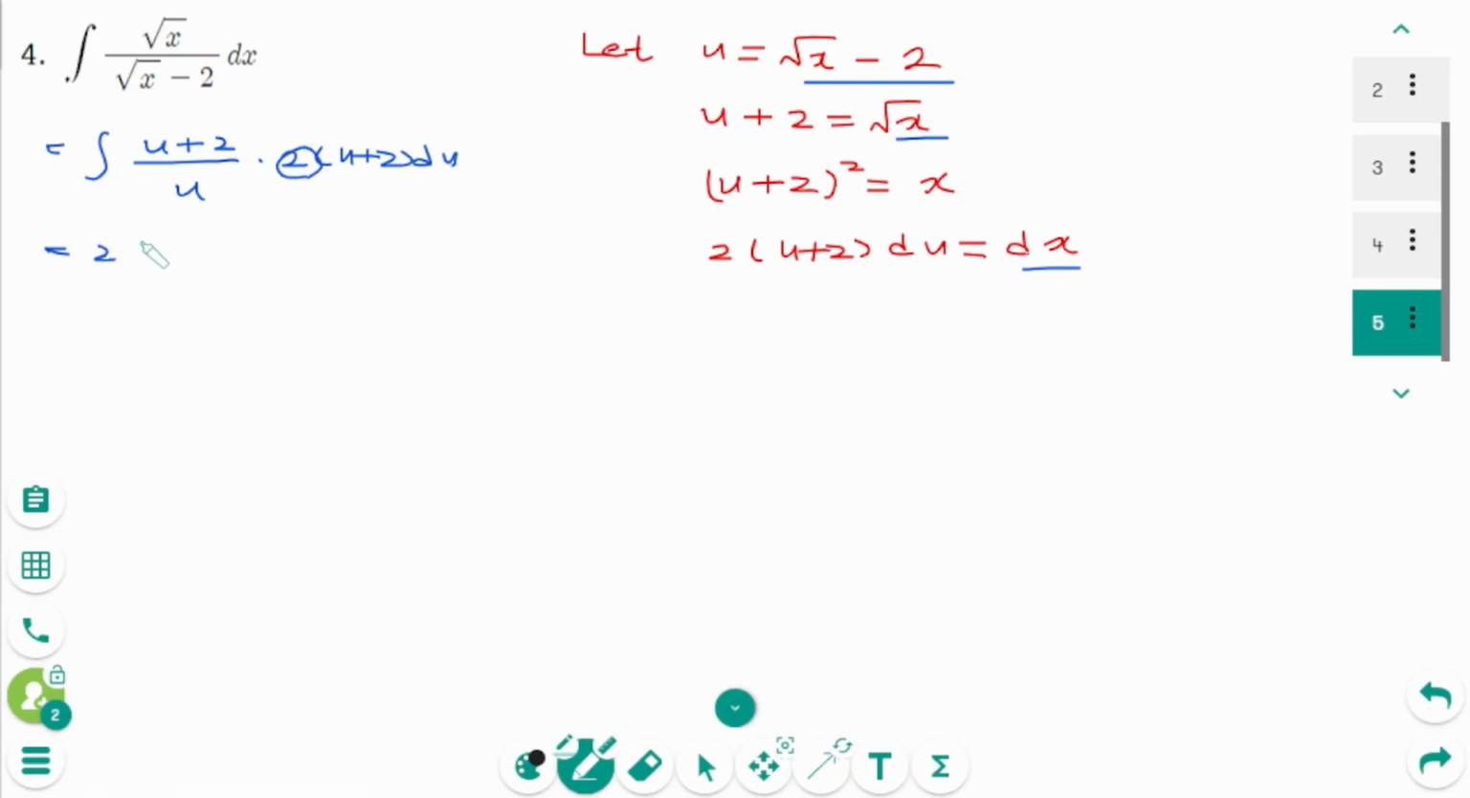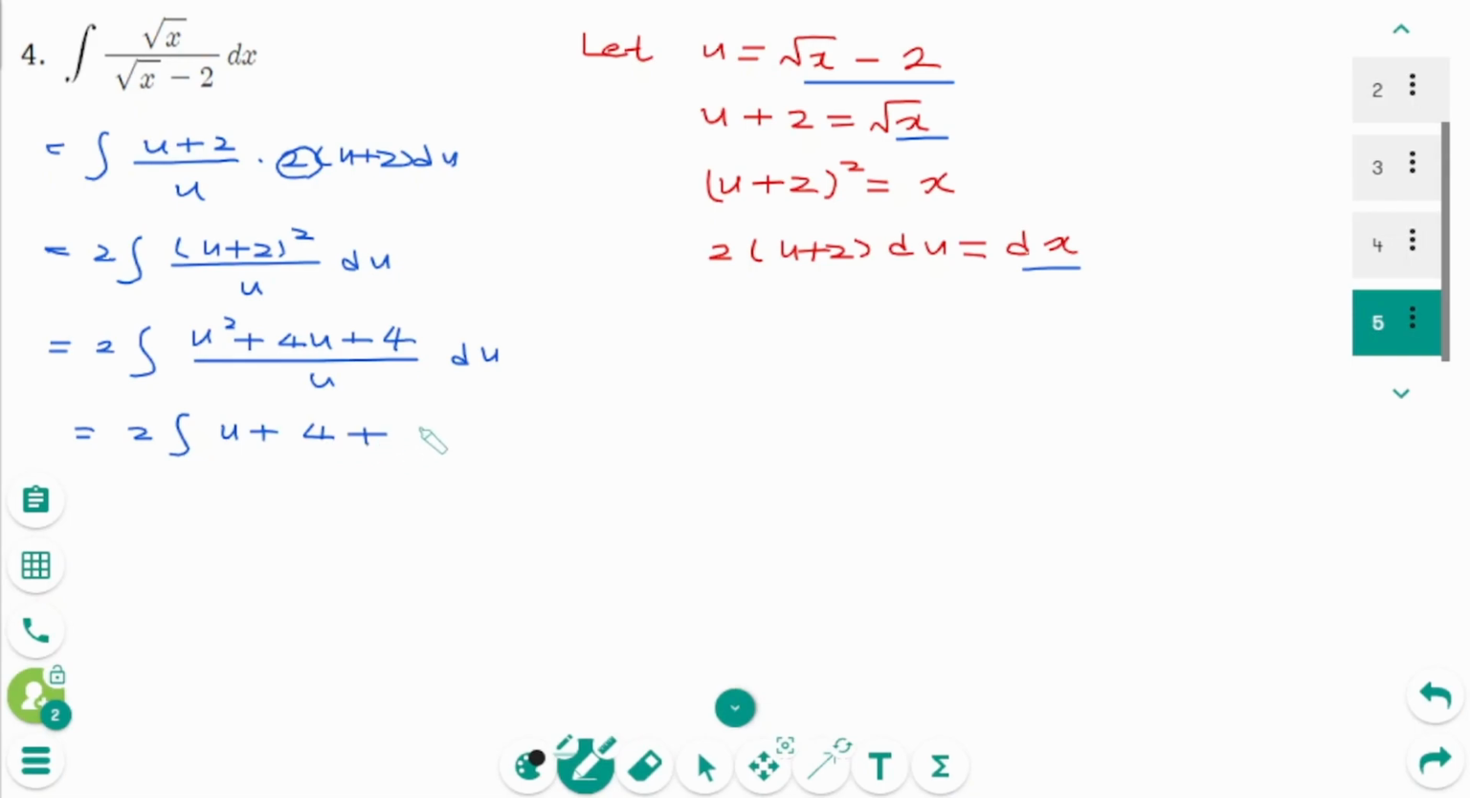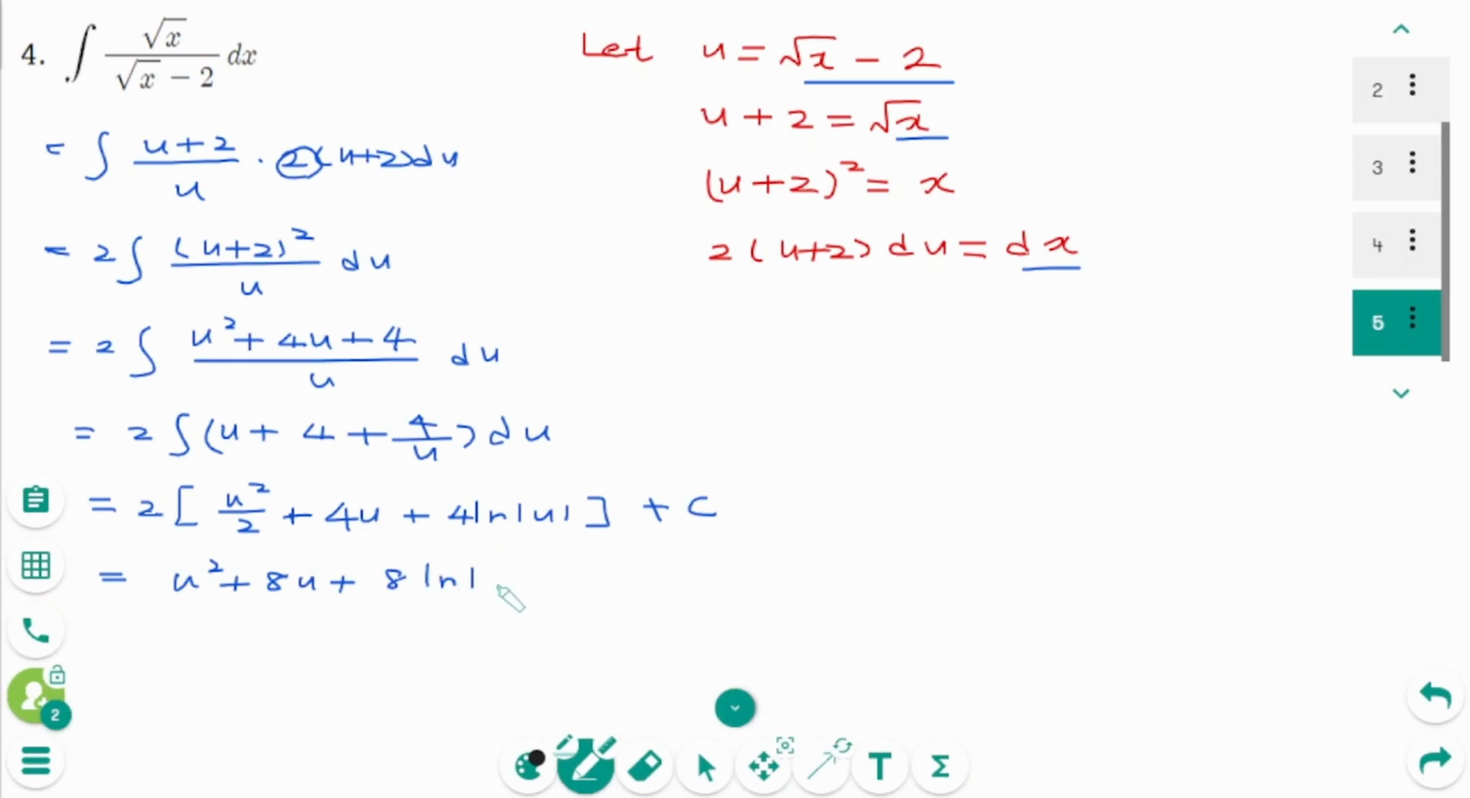equals the integral of 2 times u plus 2 squared over u du, equals the integral of, expand the numerator, u squared plus 4u plus 4 over u du, then make separate u plus 4 plus 4 over u, then du, equals 2 times, integrate one by one, use the power rule for integration, u squared over 2 plus 4u plus 4 ln absolute value of u plus c, then expand: u squared plus 8u plus 8 ln absolute value of u plus c.